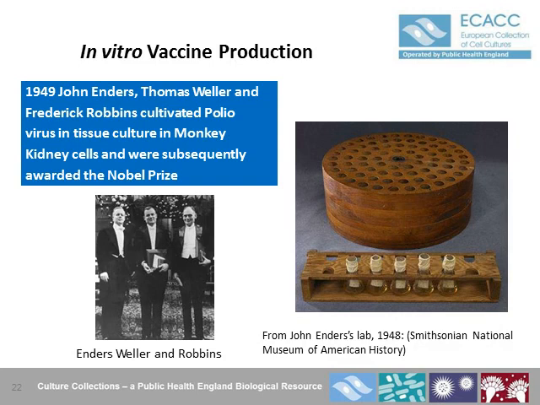The inset on the right, taken from the Smithsonian Institute, shows their apparatus: flasks in which poliovirus grew in monkey kidney tissue, and the wooden roller used to rotate tubes containing the growing virus.